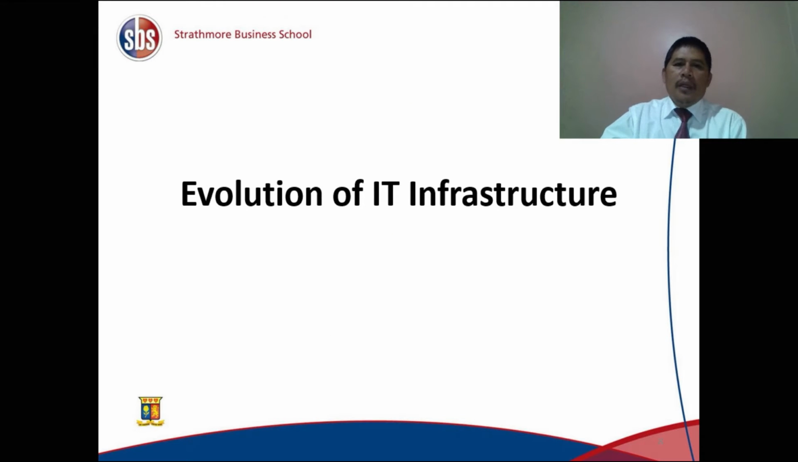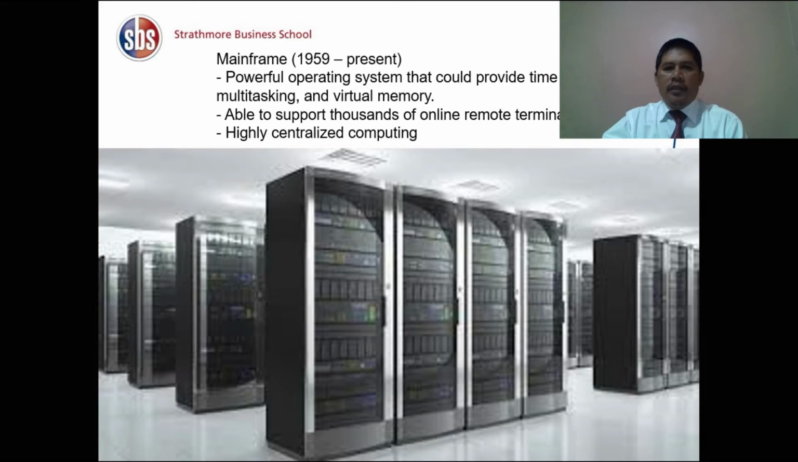So, the following is the evolution of IT infrastructure. From 1959 to present, there is the mainframe. These are powerful operating systems that could provide time sharing, multitasking, and virtual memory. It is also able to support thousands of online remote terminals and very highly centralized computing.